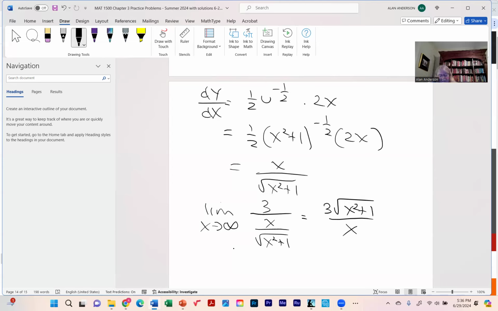Now, did that help? I don't know. If we directly substitute now, well, that's very unfortunate because we still have infinity over infinity. So I think what we're gonna have to do is do some division.